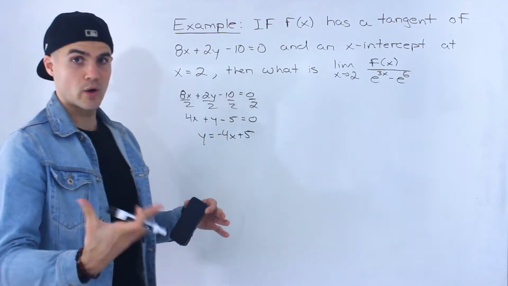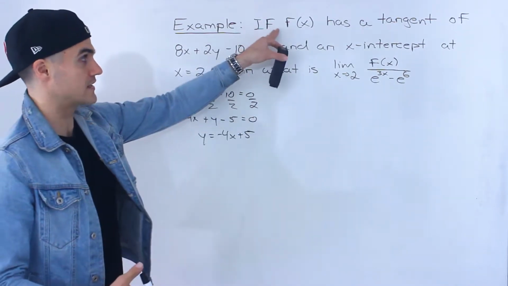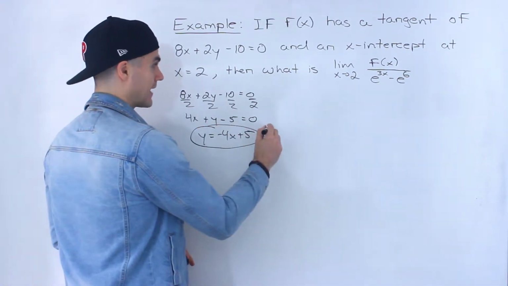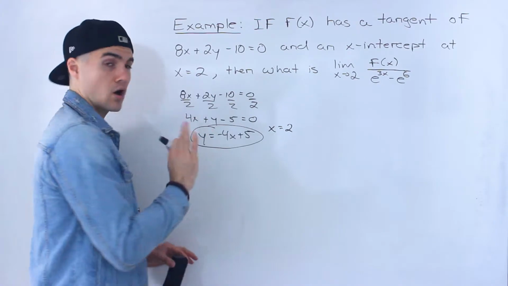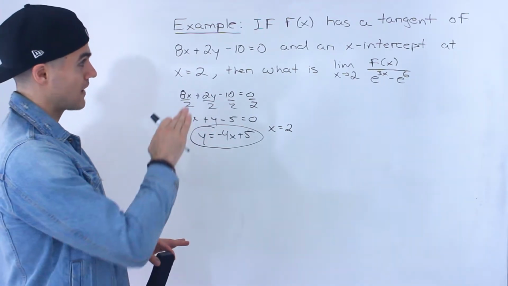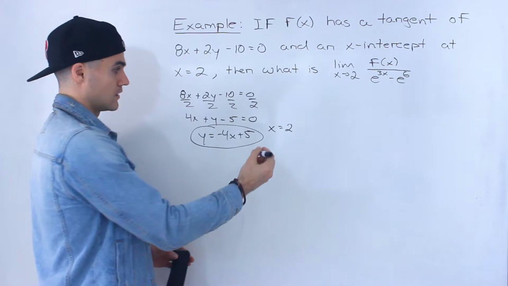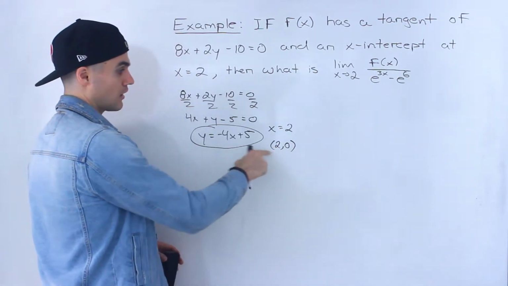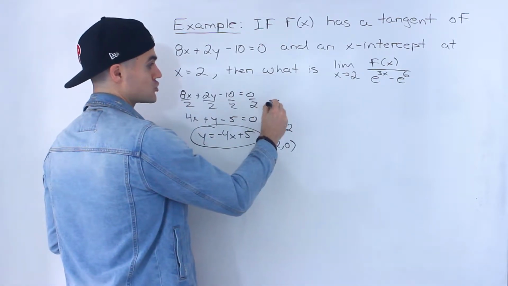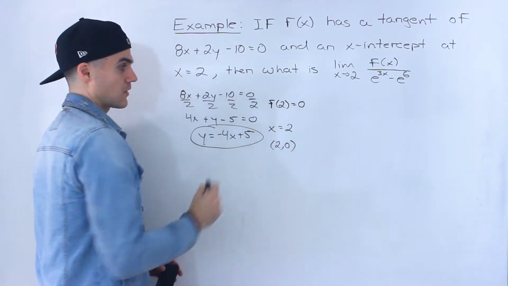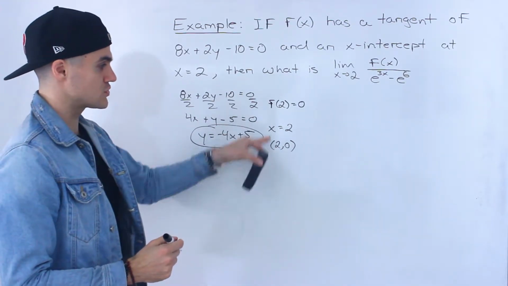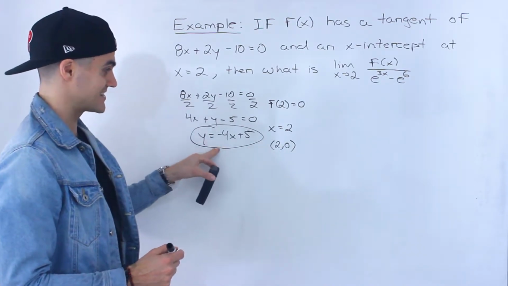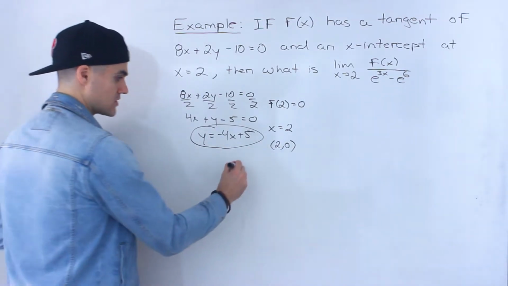So we don't know what the equation of f of x is, but we do know it has this tangent right here at an x value of 2. We're also told that at that x value of 2, f of x has an x-intercept. So what we do know is that there's a point (2, 0) on the function. Another way to write this is that f of 2 equals 0. So at this x value of 2, the y value is 0 for the function, and it has this tangent, negative 4x plus 5.